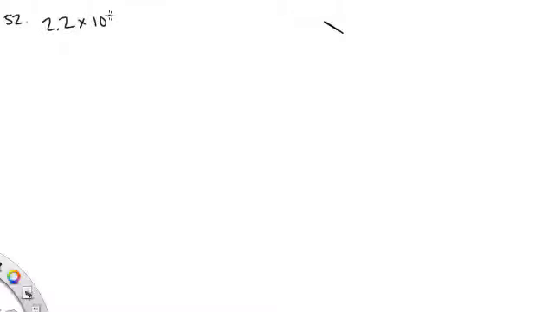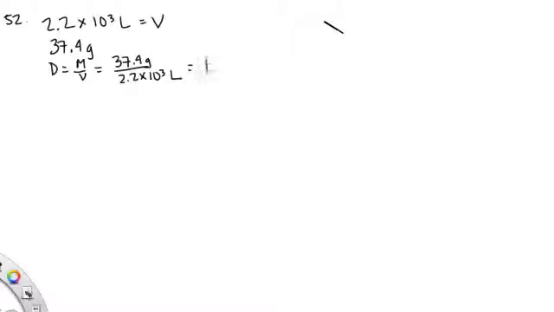2.2 times 10 to the third liters is my volume. And it says that I also have 37.4 grams of helium. And I need to find the density of helium in grams per liter. So density equals mass divided by volume. So this is a simple division problem. So we have 37.4 grams divided by 2.2 times 10 to the third liters. And our density would be 1.7 times 10 to the minus second grams per liter.